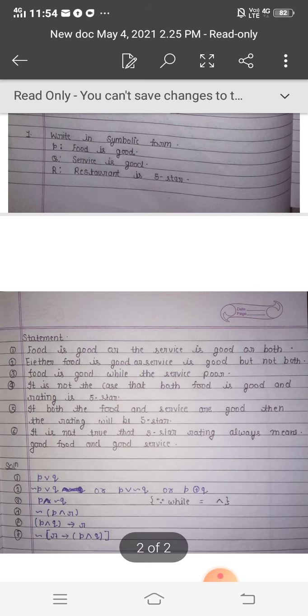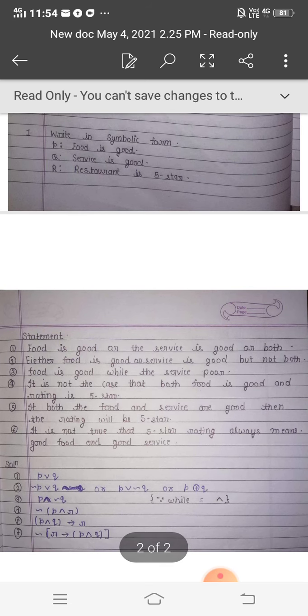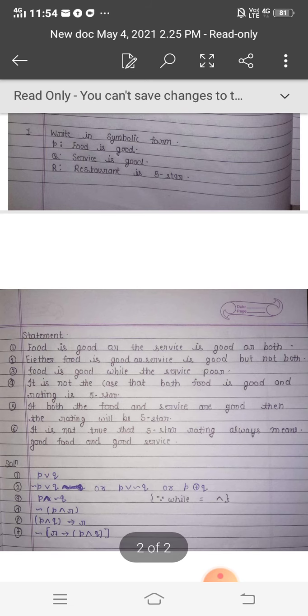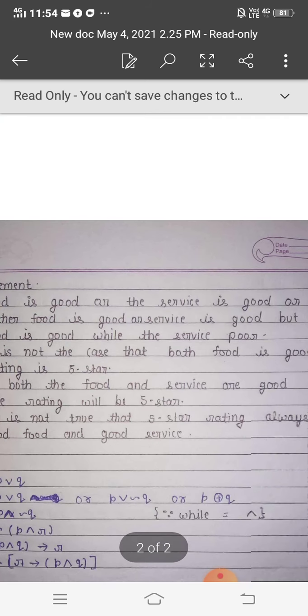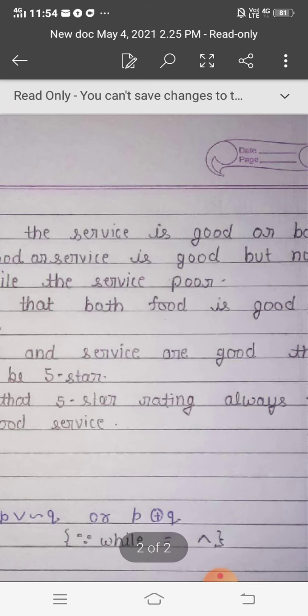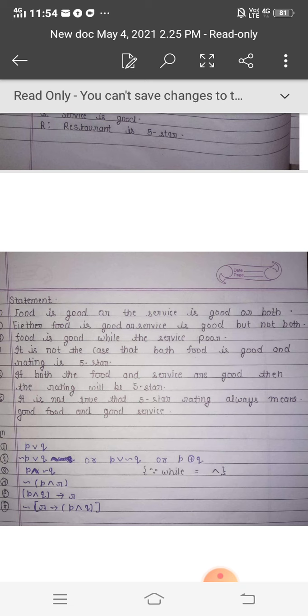Similarly, next, either food is good or service is good but not both. It means we can show either P, not Q, or Q, not P, because any one of them is true but not both. So it is the condition of XOR. I had taught you XOR. The symbol for XOR is P circle plus Q. Whenever one is true, the other is false, it is the condition of XOR. So you can write the answer as P and not Q, or not P and Q, or P XOR Q.